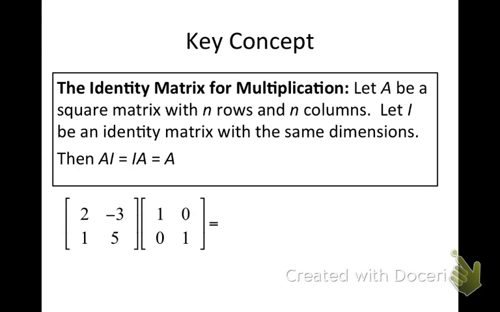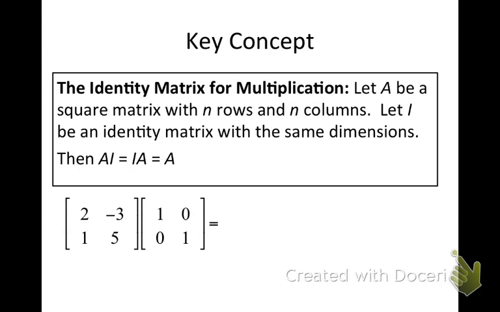So the identity matrix for multiplication, if we let A be a square matrix with n rows and n columns, and we let I be an identity matrix with the same dimensions, it should not matter if I multiply matrix A by I or I by A, it will always result back to the A.